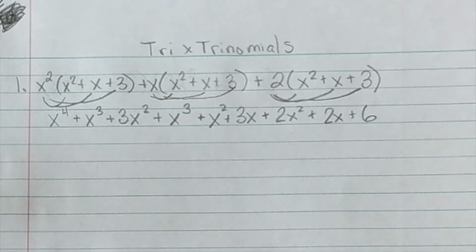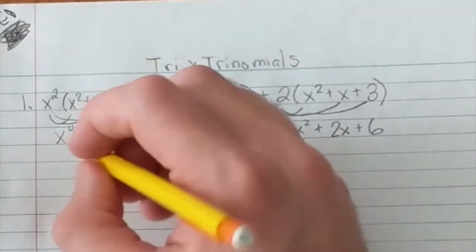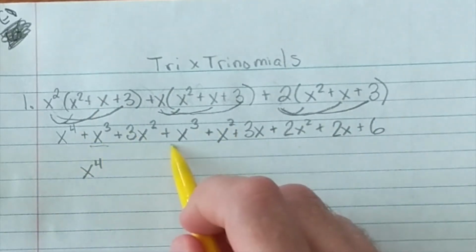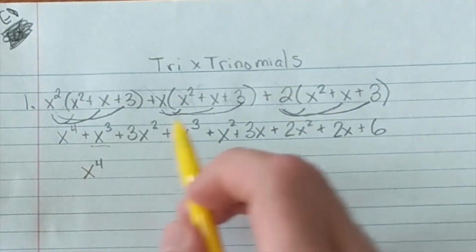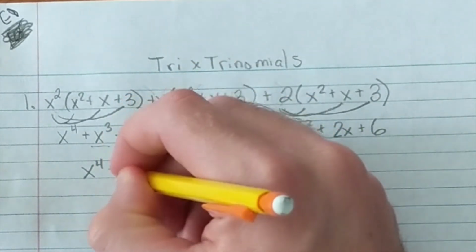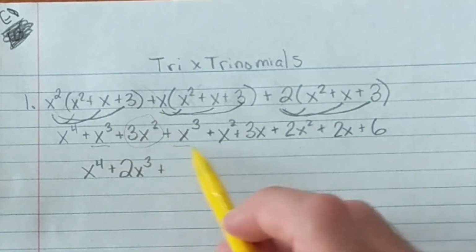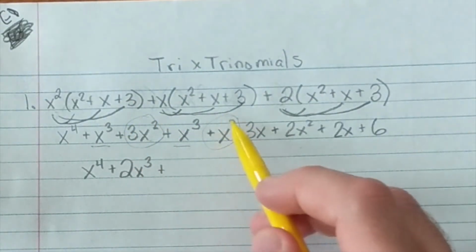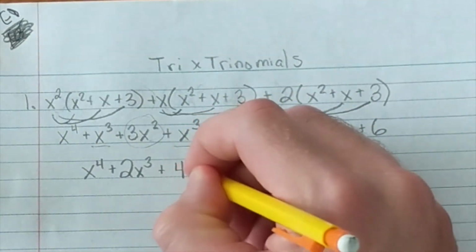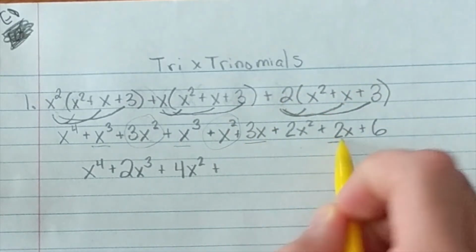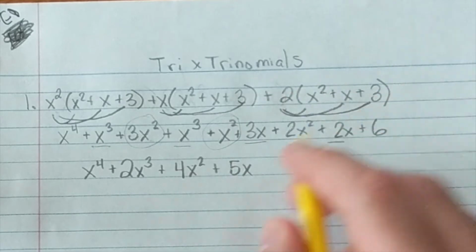So, first thing we will do is combine all of our x to the fourths. There is only one of those, so we will bring that down in our answer. Then we will look for all of our x to the thirds. There is 1x to the third plus 1x to the third, so we have 2x to the thirds. Then we're going to combine our x squareds. So we have 3x squared plus x to the second, so that gives us 4x to the seconds. And then our x's, we have 3x and 2x, so that will give us 5x.